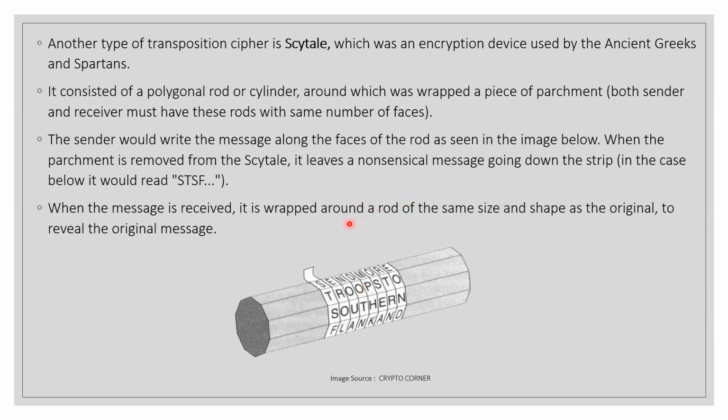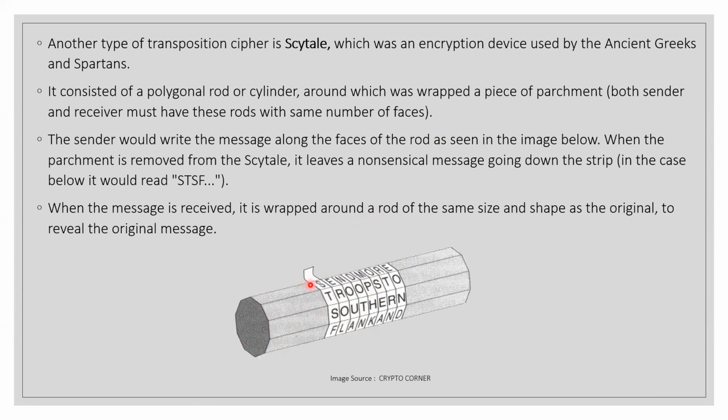Another type of transposition cipher is the Scytale, which was an encryption device used by the ancient Greeks and Spartans. The system consisted of a polygonal rod or cylinder, and around it was wrapped a piece of parchment. The sender would write the message along the faces of the rod. As seen here, the message was: send more troops to southern flank.